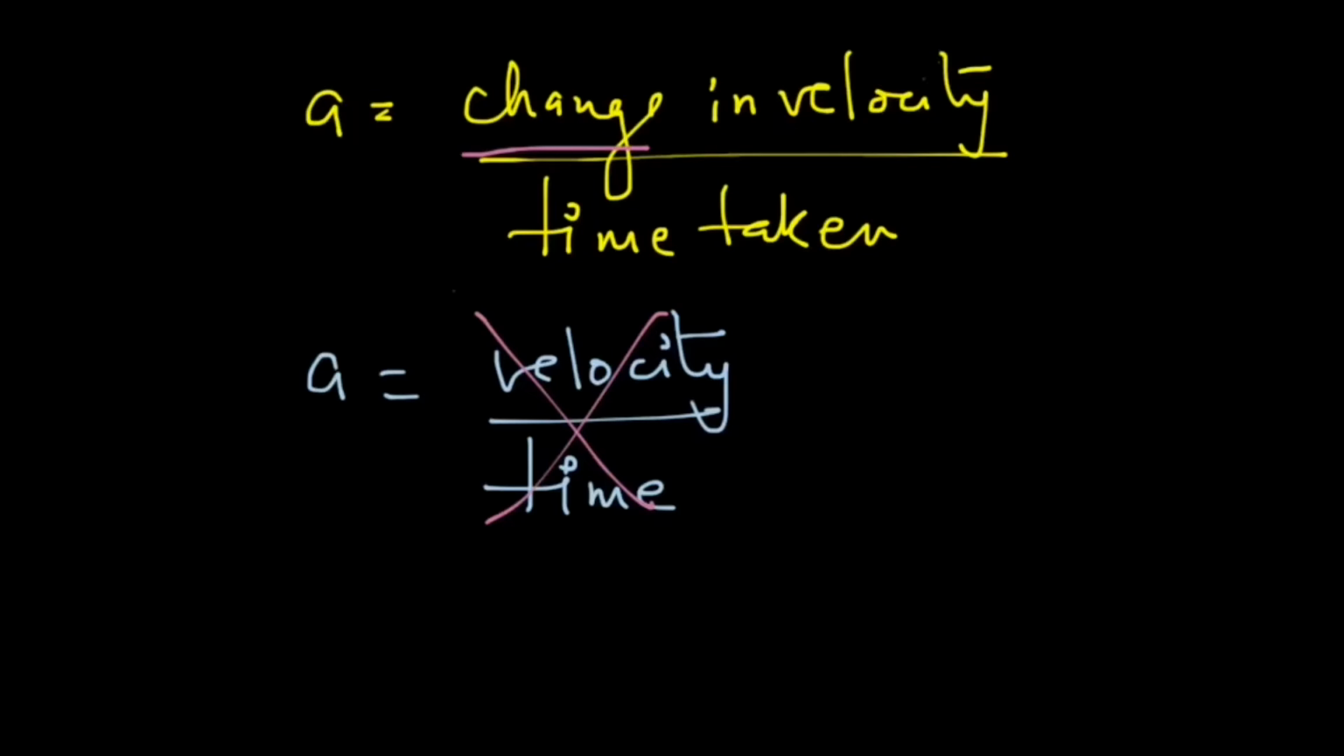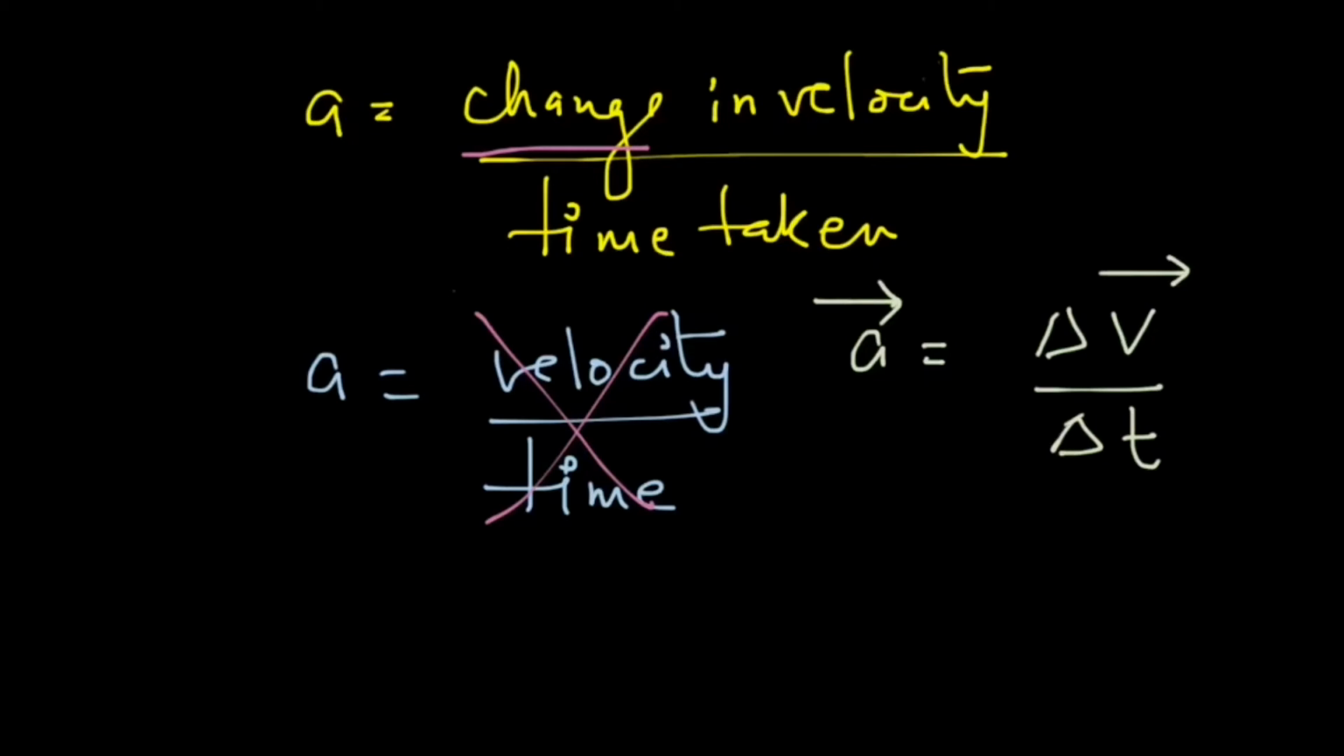Acceleration is equal to the change in velocity upon time. If we write a formula for this, we will say a equals delta v, that is the change in velocity, upon delta t. And since you know that velocity is a vector quantity, we draw an arrow over here, and a similar arrow is drawn on acceleration to indicate that acceleration is also a vector quantity.